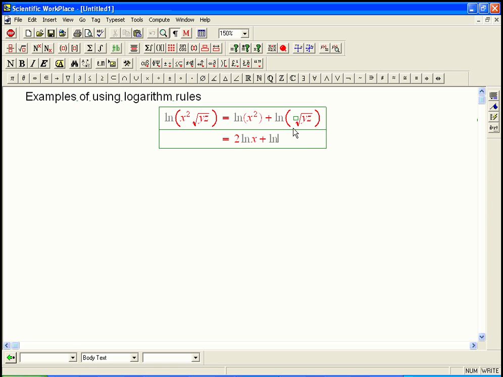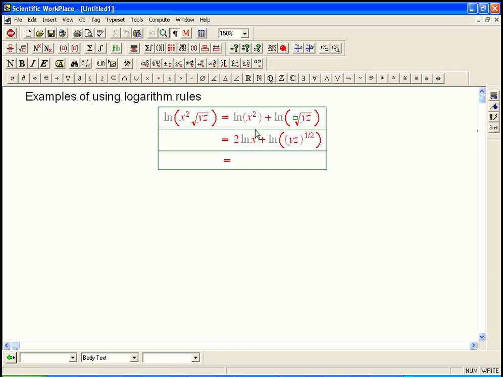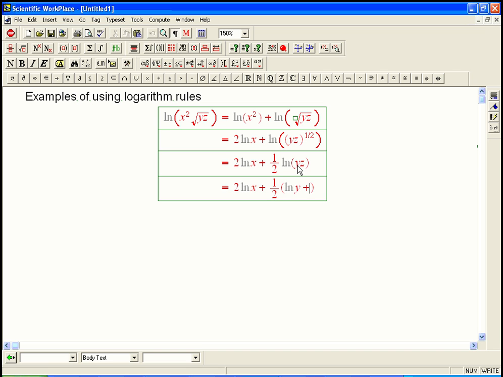Now this guy, let me just rewrite it. That's yz to the 1/2 power. And so you can think of that as the same kind of rule. So it's 2 ln x plus, and then the 1/2 comes out in front. One way I like to think about it is the square root, which is the opposite of squaring, goes to 1/2. Division is the opposite of multiplication. And that's yz. And then, oh, that's a product as well. And so that's going to be plus 1/2 times the quantity ln y plus ln z.